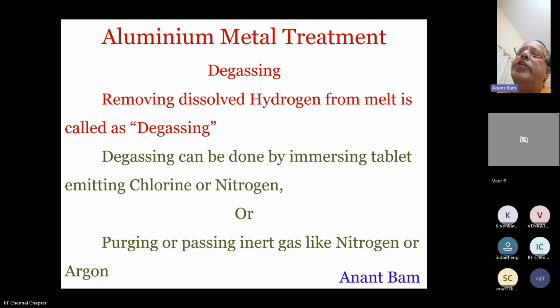Removing dissolved hydrogen from liquid metal is called degassing. Degassing can be done by 2 or 3 means. First is by immersing a tablet which emits chlorine or nitrogen. Second is by purging or passing inert gas like nitrogen or argon. Next slide, please.